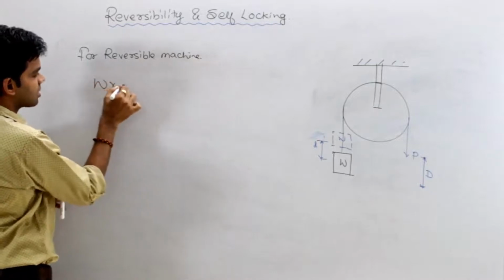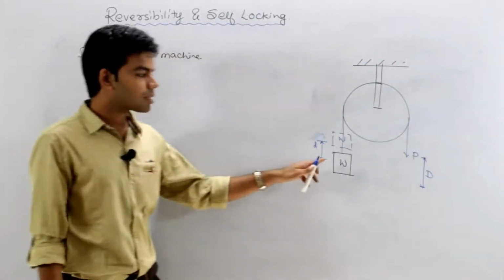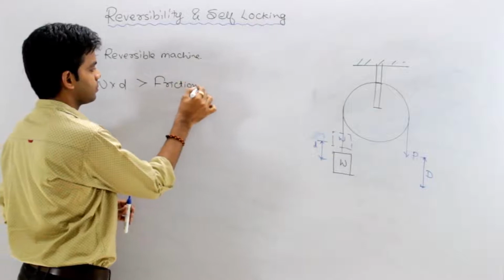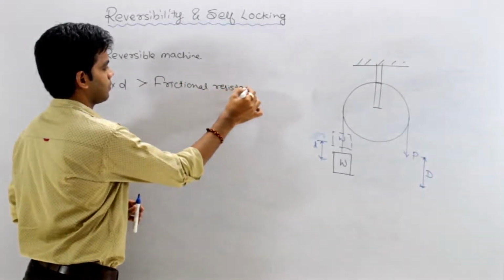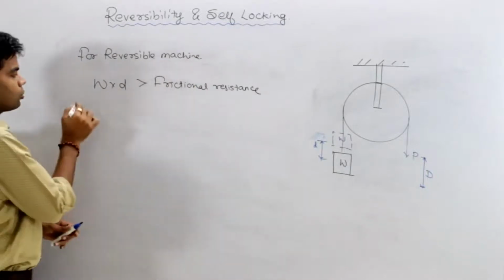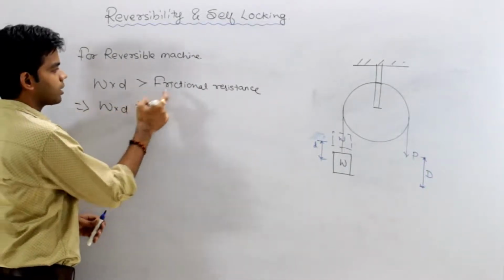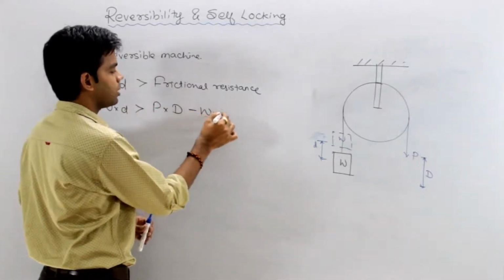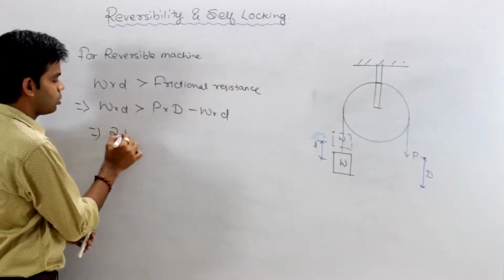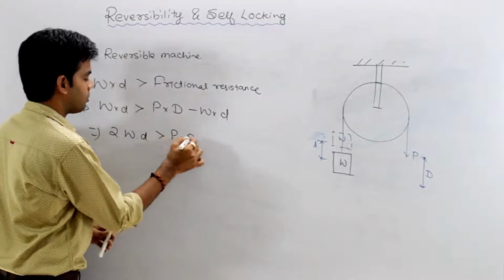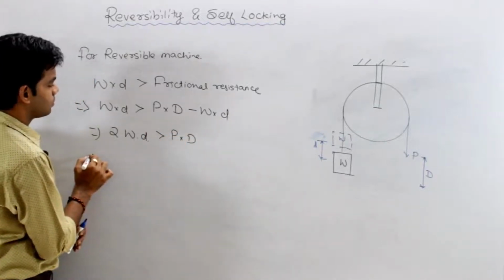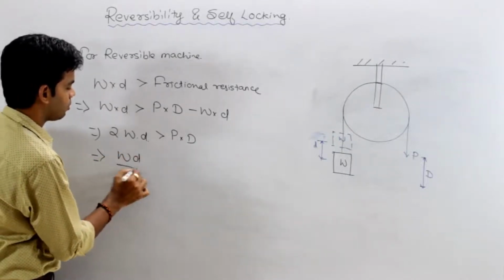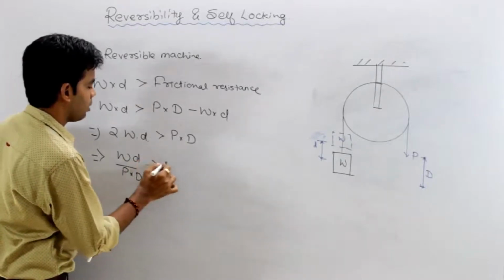This W into small d, the work done by this load W, should be greater than the frictional resistance. Getting this or not? Okay. Or you can say this W into small d should be greater than frictional resistance. We have seen the formula, which is equal to P into capital D, input work, minus W into small d, output work. Or you can say this 2W into d is greater than P into capital D, or you can say this W into d upon P into capital D is greater than 1 by 2.